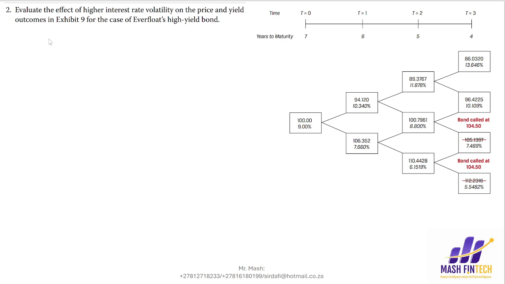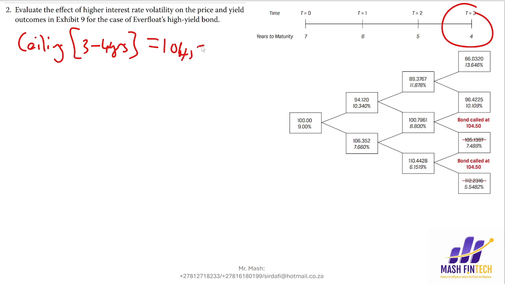Evaluate the effect of a high interest rate volatility on the price and yield outcomes from Exhibit 9. So you're also going to see from this that when you have higher volatility, you end up having higher prices, and two of these are going to exceed the ceiling in year 3. Remember, the ceiling from year 3 for 4 years equals 104.5. So none of these prices must exceed 104.5.